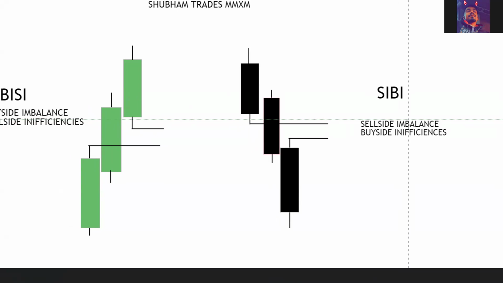So inefficiencies are the result of the algorithm repricing too quickly. Therefore these gaps will be revisited at a later point in time to rebalance those price ranges, before continuing with the move that was in the direction of the imbalance. So that means that if we are bearish and we see the creation of a CB, we anticipate price retracing back into this CB before it continues to fall lower. Take note, guys.